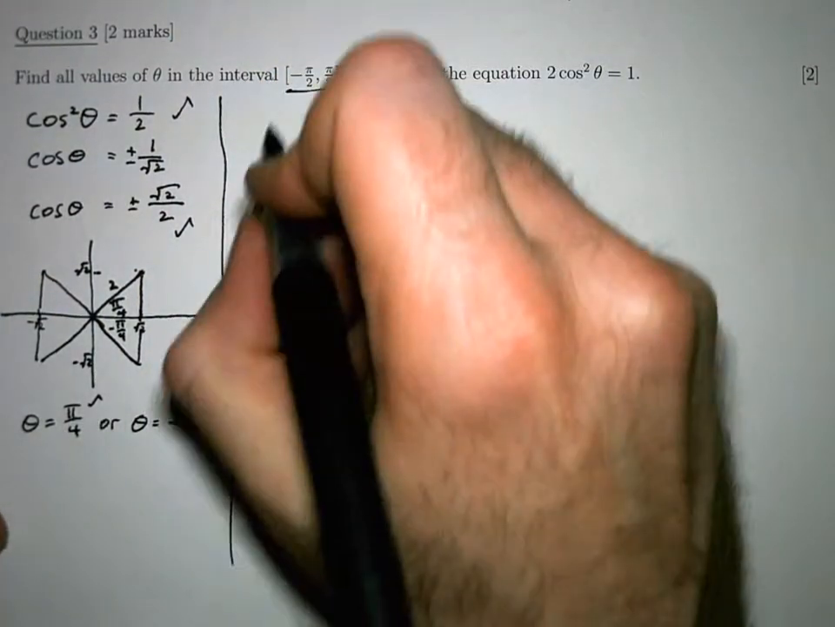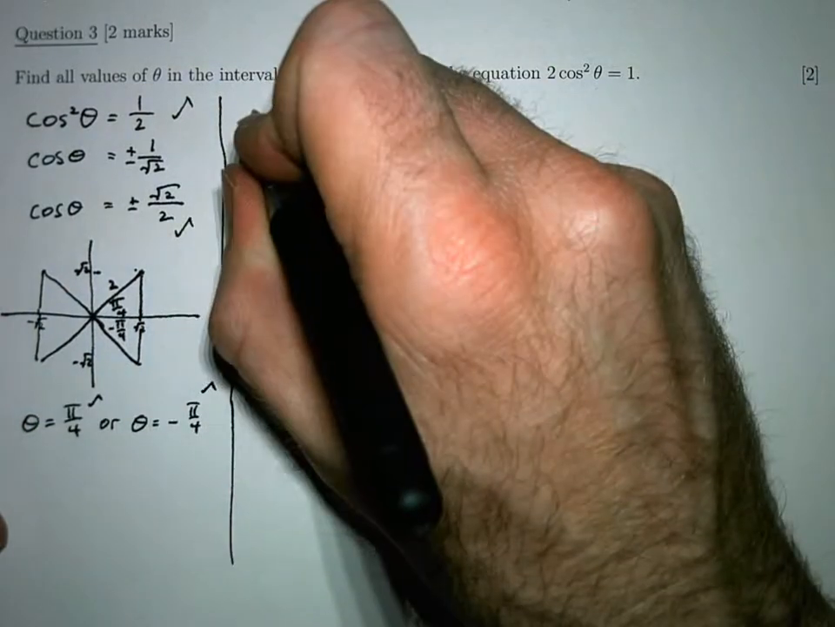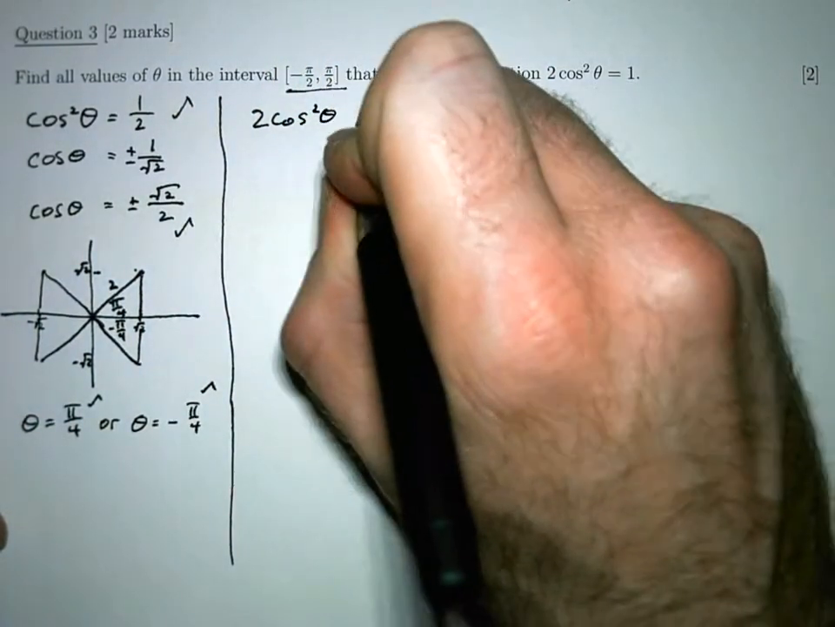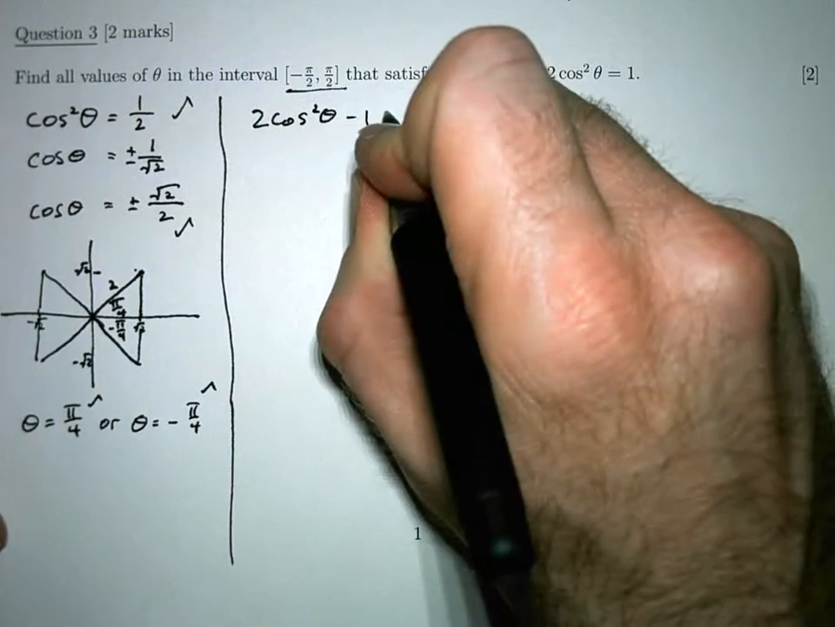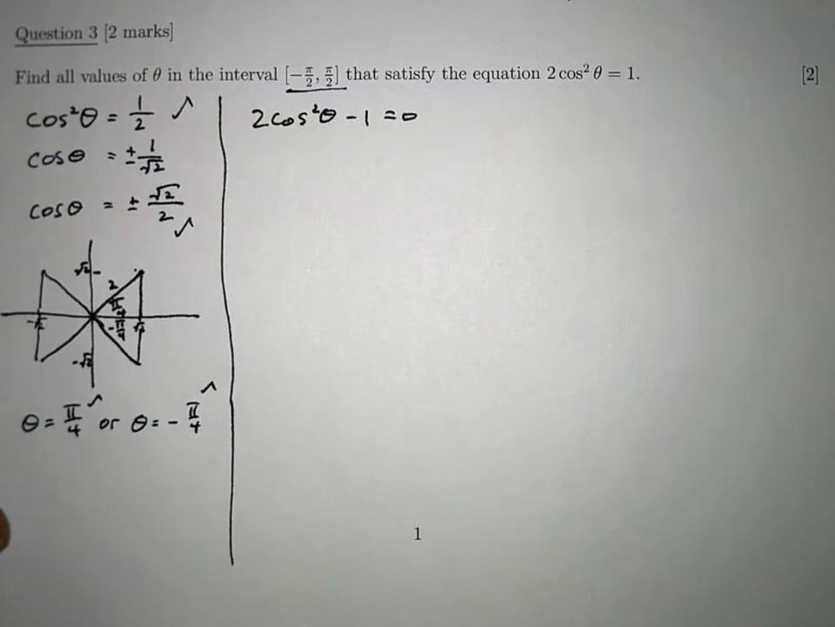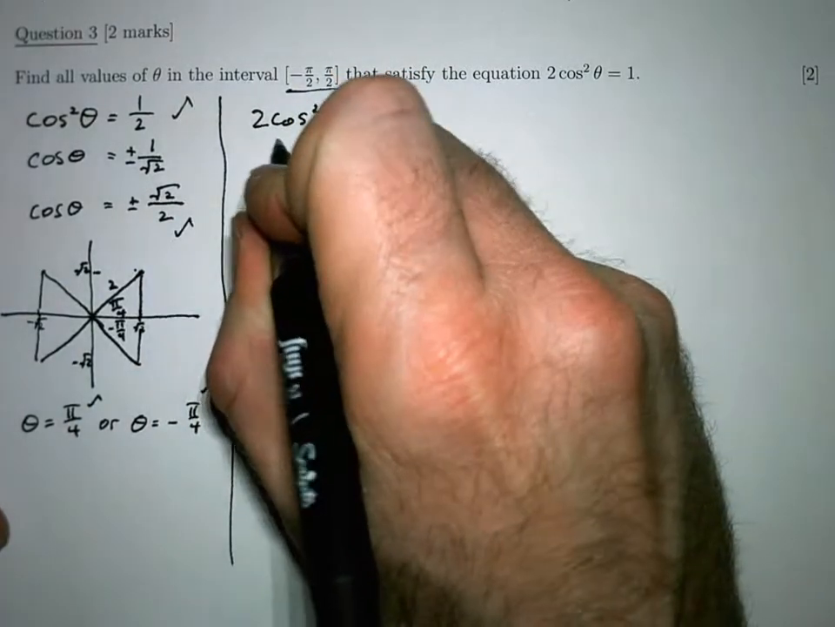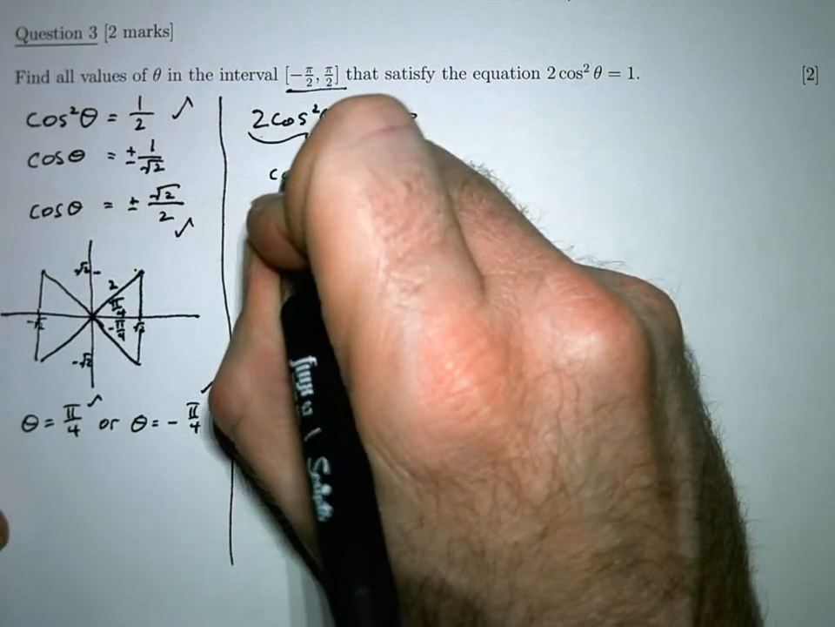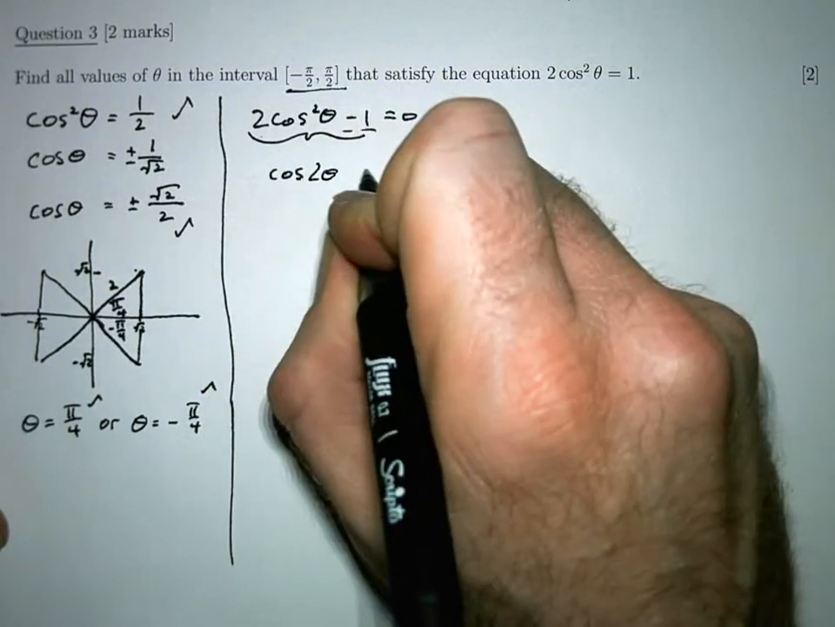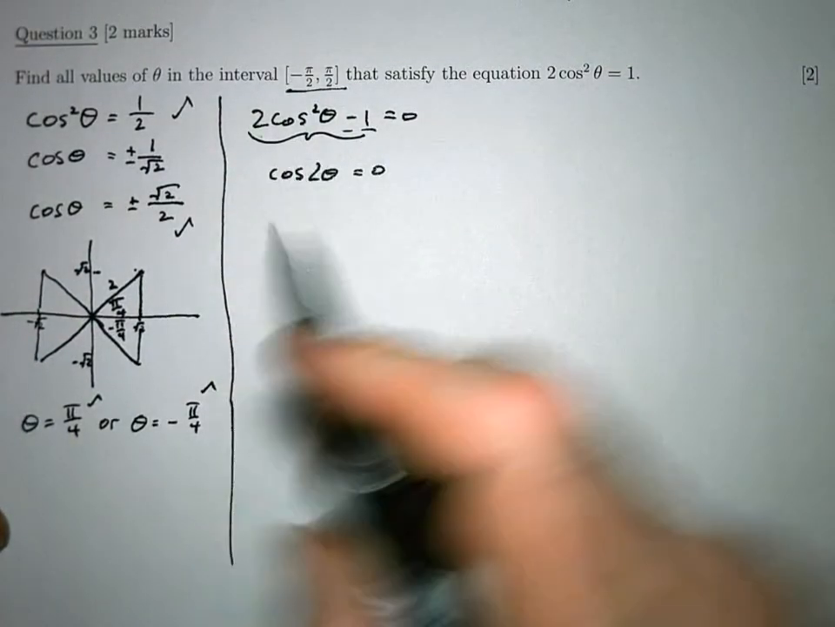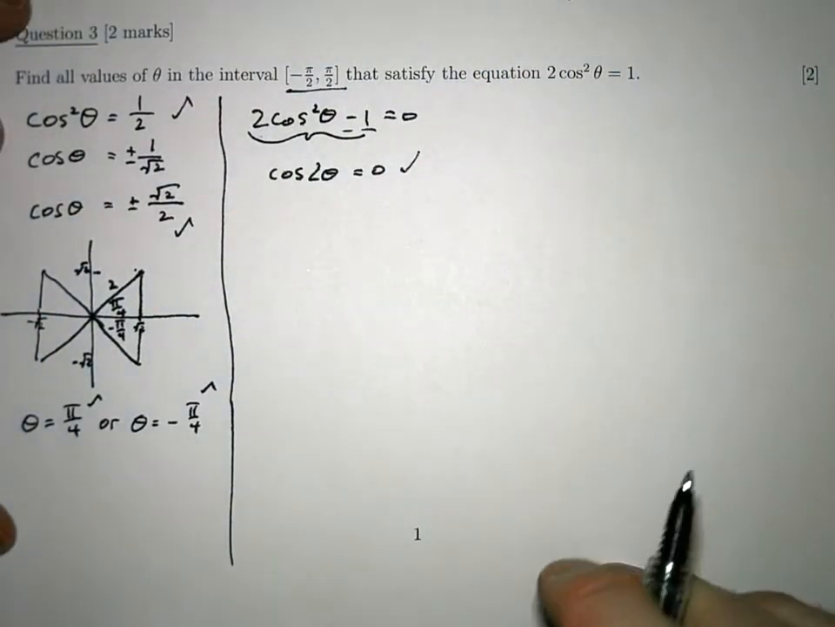The first is very pretty indeed, and that's if we rewrite this as 2 cos squared theta minus 1 is equal to 0. Now, if you know your double angle formulas, you can recognize this whole thing is equal to cos of 2 theta. Now, why is that pretty? Well, you've simplified it already, and we gave you a mark for that right there.